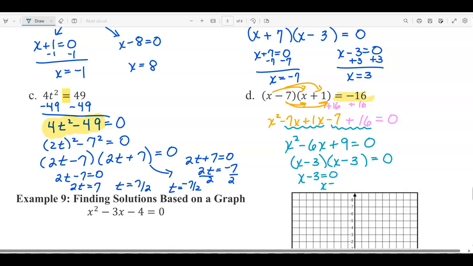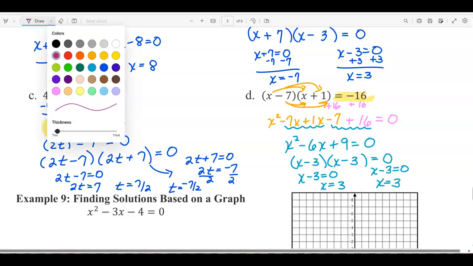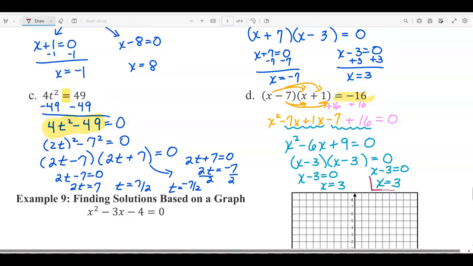When I do that, I get x equals 3. I could do that twice, but I don't really have to. It's repetitive. It's the same answer. When we list our answers in MyMathLab, there would only be one unique solution. So I'd only need to list that one solution.